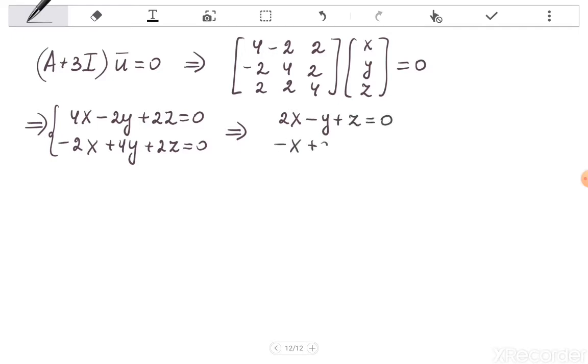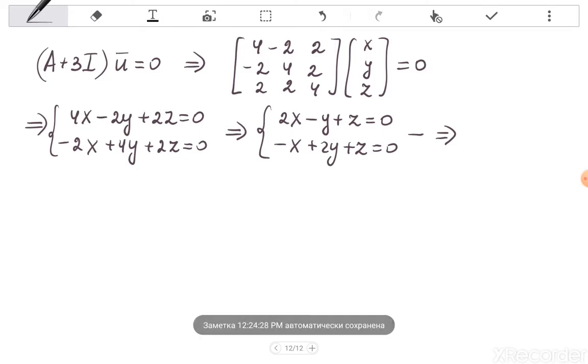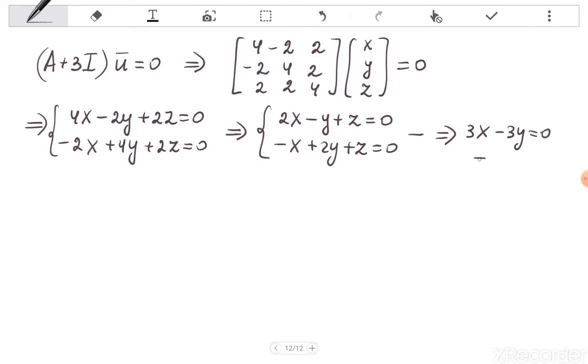Minus x plus 2y plus z is 0. And from this we can, let's say, take the difference between these two equations. In this case, this z will be cancelled, and we get 2x minus x, we get 3x, minus y minus 2, we get minus 3y is 0. So it means that x equals y.